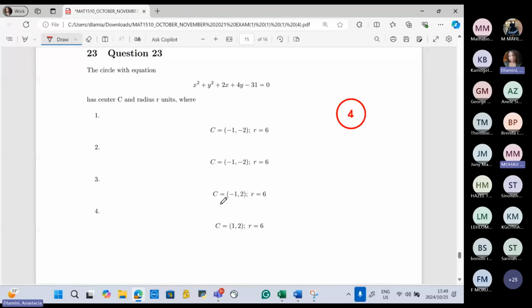Completing the square. Sisters and brothers, completing the square. Okay, let's do those for the exam.